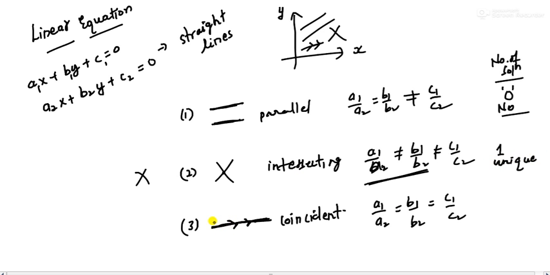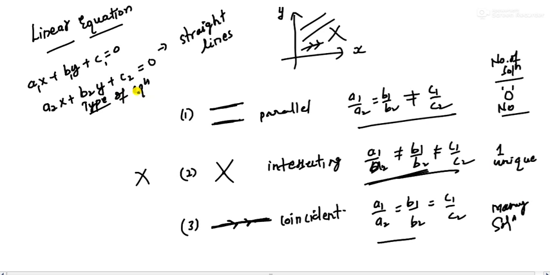Now coincident, both of the lines are lying on each other. It means all the points are meeting each other. Therefore, we have many solutions in this. Okay. So these things you have to remember. Now the last part is based on this condition only. Based on this condition only, we have the name of the equation. What do we call that equation? What type of equation, linear equation.